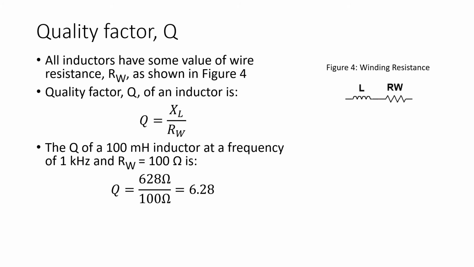So again, we look at an example problem, and we're asked to determine the Q of a 100 millihenry inductor at a frequency of 1 kHz with a wire resistance of 100 ohms. Of course, X sub L is 628 ohms from the previous problem, divided by the wire resistance of 100 ohms, which gives us a Q factor of 6.28.